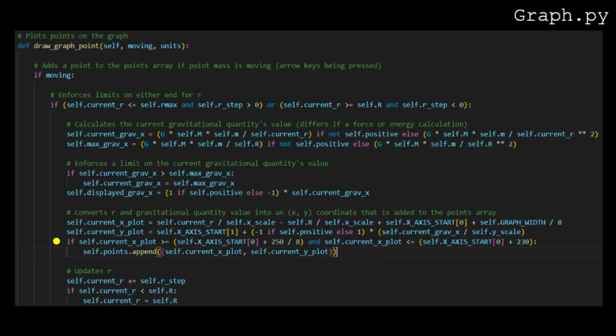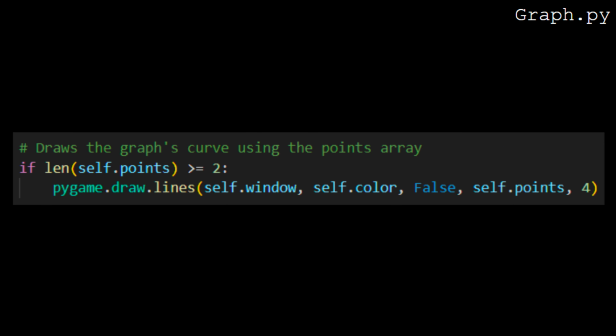The way it's plotted is it's first added to a points array, and then r is updated for the next frame. To draw the actual graph's curve, there's a useful function in Pygame called pygame.draw.lines, where you can pass in an array of points. As that array is being built, the line will get longer and longer, and more points will be shown on the graph.